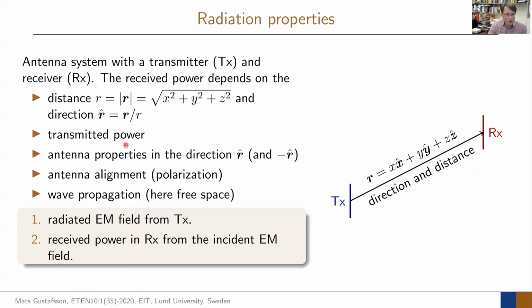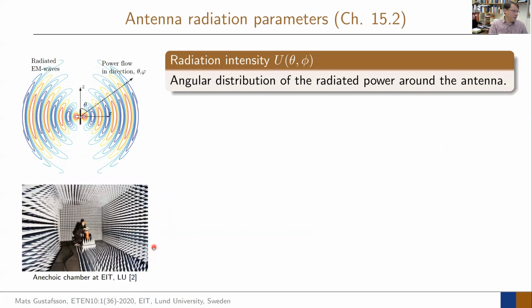The transmitted power comes in, and the antenna properties, of course, in this direction. If the antennas are aligned, so if you have two dipoles, whether they are like this or like this, that comes in. Wave propagation in this course is free space. We have some radiated field from the transmitting antenna and some received power in the receiving antenna, and we will separate those two. Then we will write up what the quantities are.